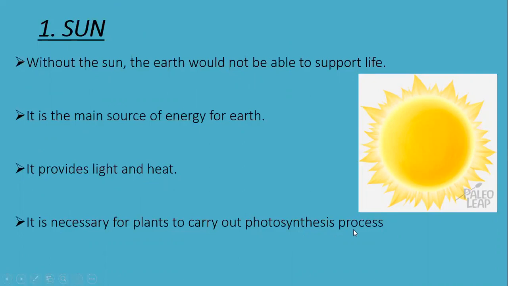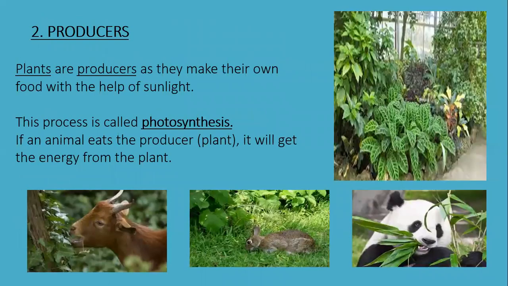Remember what is the photosynthesis process? It is the process through which plants make their own food. That's why they are the producers, because they produce their own food. Let's see about the producers. Plants are producers as they make their own food with the help of sunlight. This process is called photosynthesis.